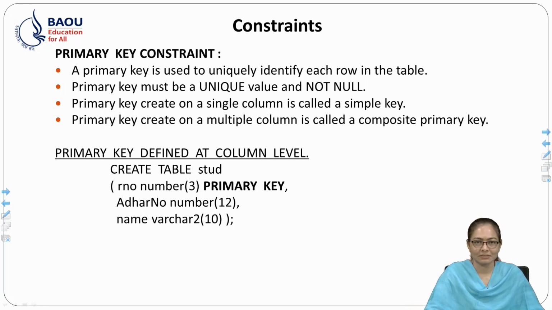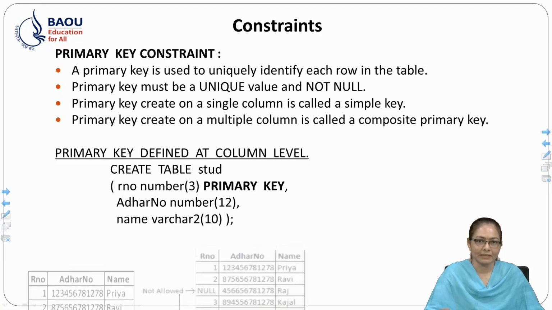Choice is yours. Now, the third column is the name. Name contains alphabets, so its data type is varchar2 and size is 10. It means the name column contains a maximum of 10 characters. Then the bracket is closed and at the end of the command we put a semicolon.